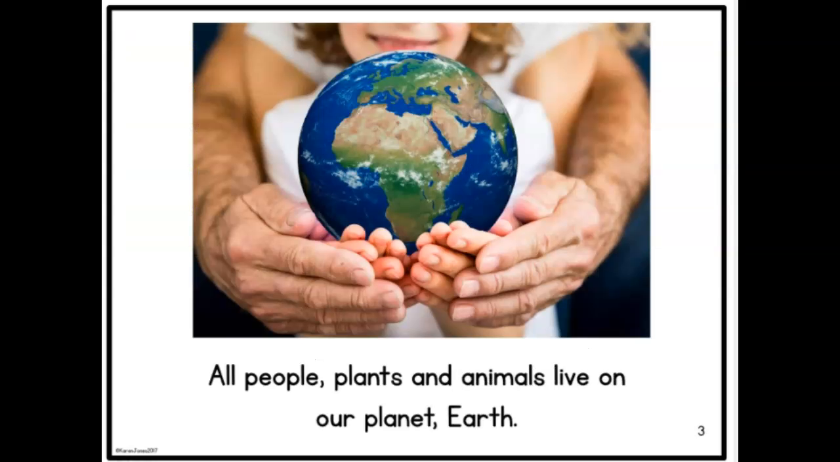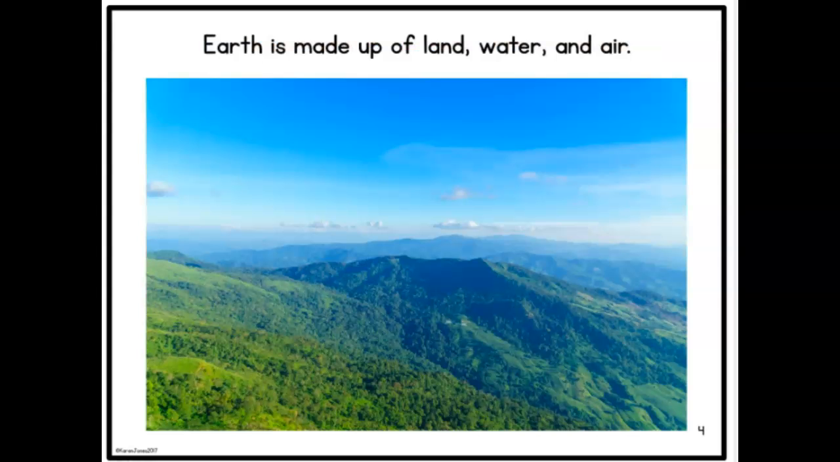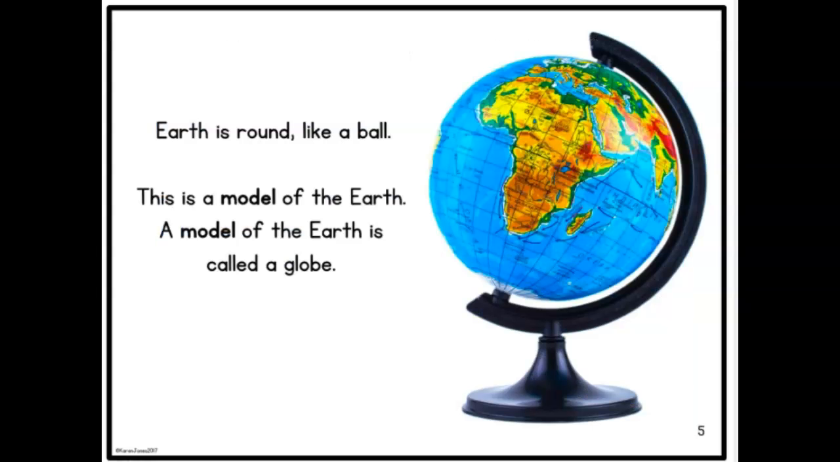All people, plants, and animals live on our planet Earth. Earth is made up of land, water, and air. Earth is also round like a ball. This is a model of the Earth. A model of the Earth is called a globe. If you're in the classroom, at this point, the teacher can pause and get my model of the Earth, which is in our library, and show you the globe in person. You may also have a globe at home. Feel free to get that.